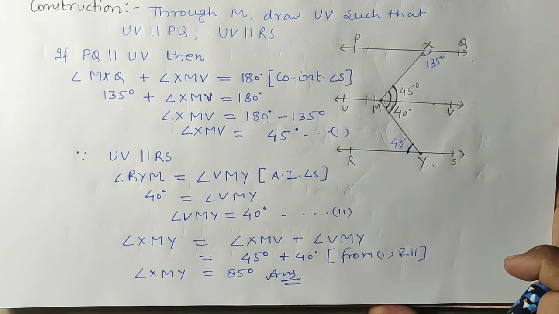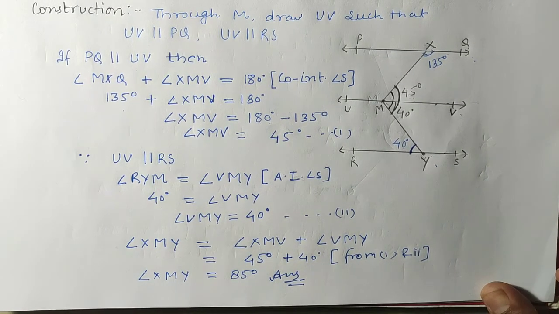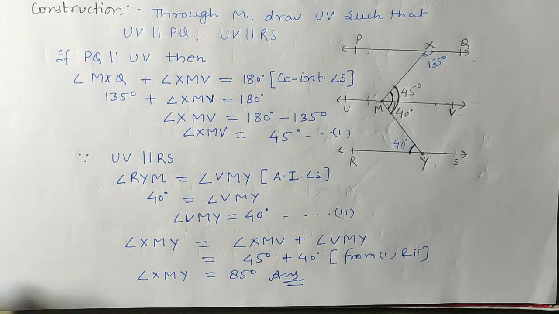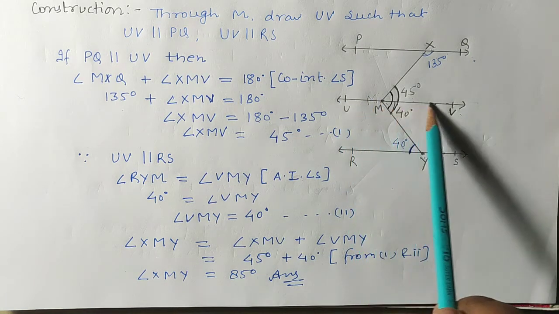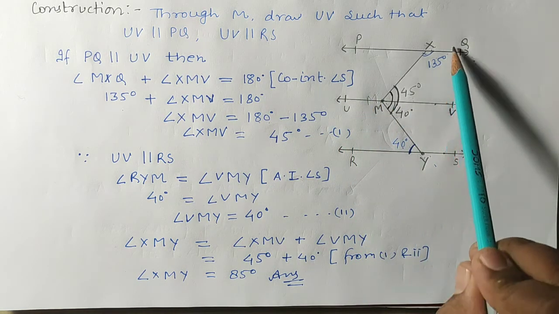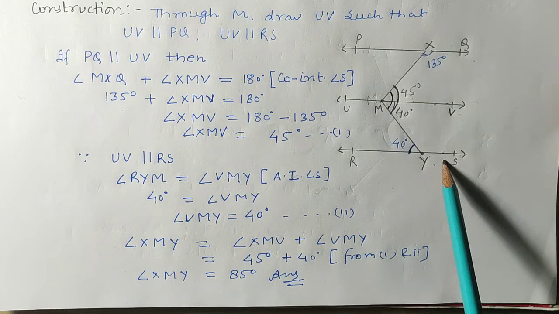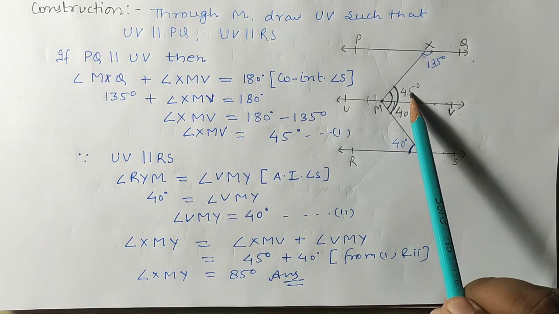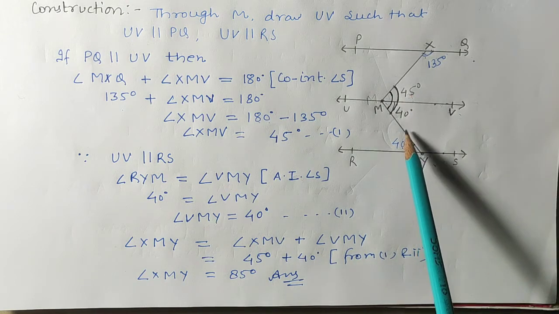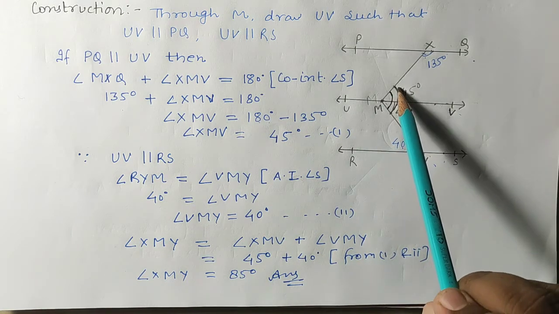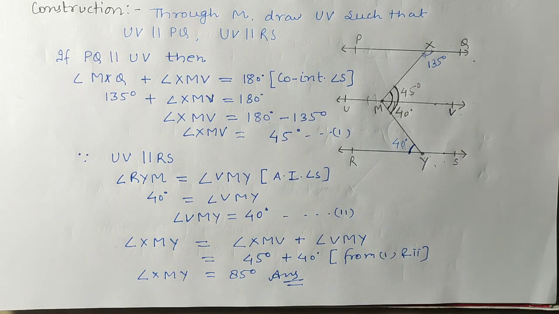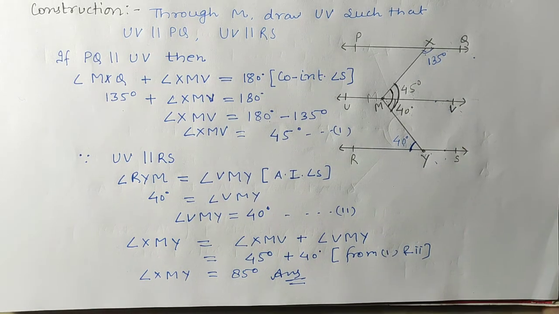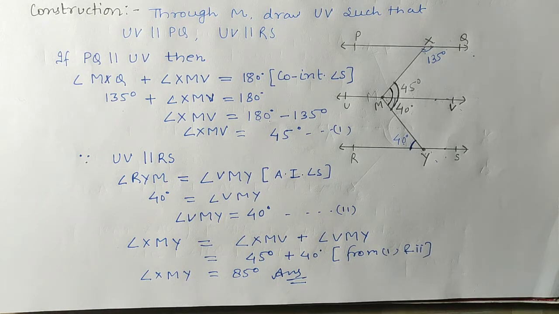So it was a very easy question. In the middle, through M, we constructed a line which is parallel to PQ as well as RS. After that, since it is 135, then it will be 45. It is 40, then it will also be 40. After that we added these two angles, and that is 85 degrees. Okay students, you can pause the video and note it down.